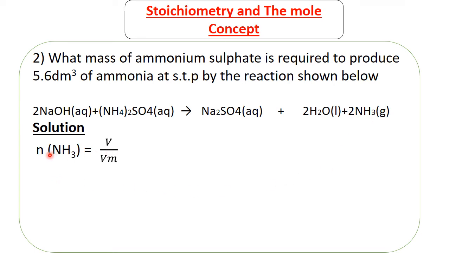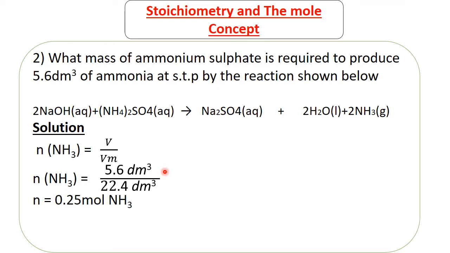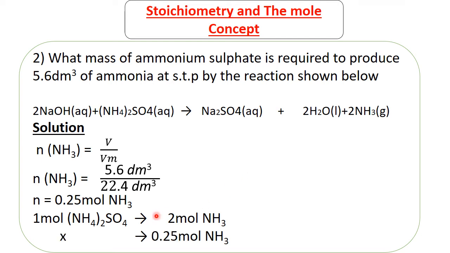So we are going to say number of moles of ammonia is equal to volume of ammonia over molar volume. We are working at STP, which means 22.4, and this 5.6 which we have been given. When we divide, we get 0.25 moles of ammonia gas produced. So we're going to now take advantage of the mole ratios. We know that 1 mole of ammonium sulfate produces 2 moles of ammonia. So how many moles of ammonium sulfate are going to produce 0.25 moles of ammonia? When you do cross multiplying and dividing, you're going to get 0.125 moles of ammonium sulfate.